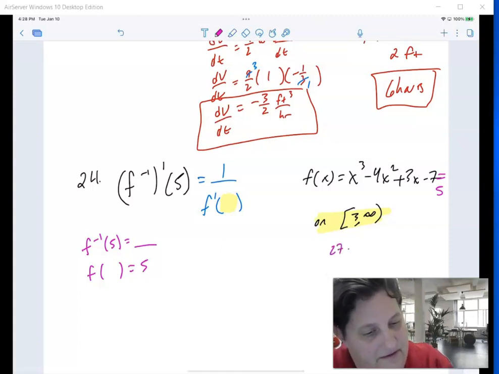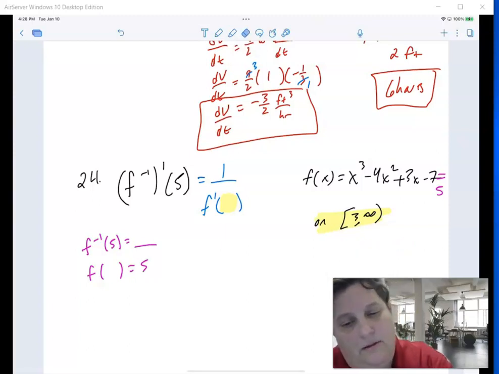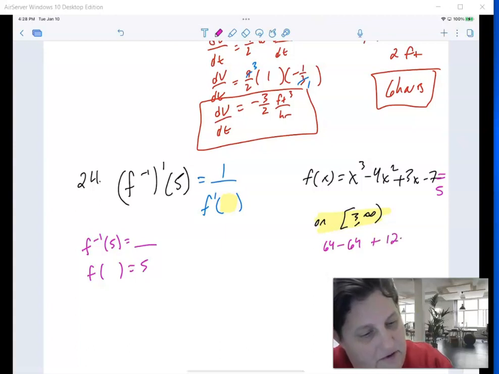3 cubed is 27 minus 36 plus 9 minus 7. No, it's not 3. Maybe it's 4. 4 cubed is 64 minus 64, plus 3 times 4 is 12, minus 7, which is 5. That is so lame, that's the one.